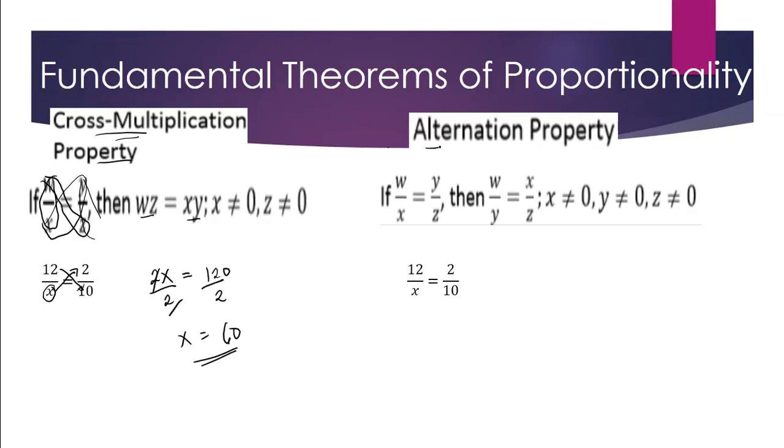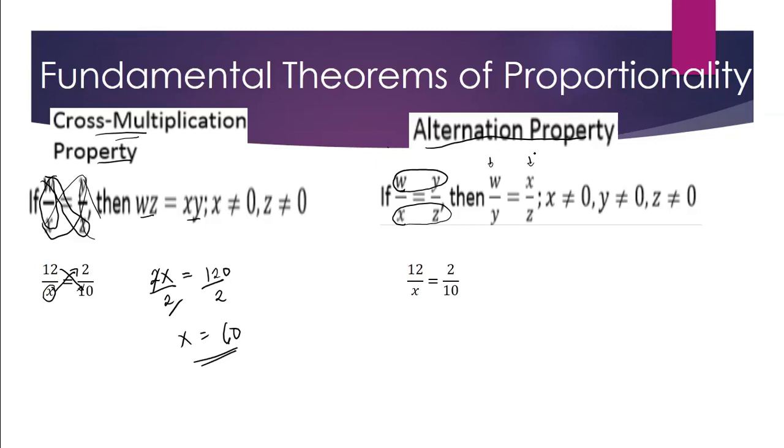The second one is what we call alternation property. You look at the statement. If W over X is equal to Y over Z, then W over Y is equal to X over Z. Ano ang ginawa natin dito in alternation property? If you are going to notice, yung ating numerator, we have W and Y, we express it as a ratio. In the same manner, yung ating denominators, X and Z, we also express it as one ratio.